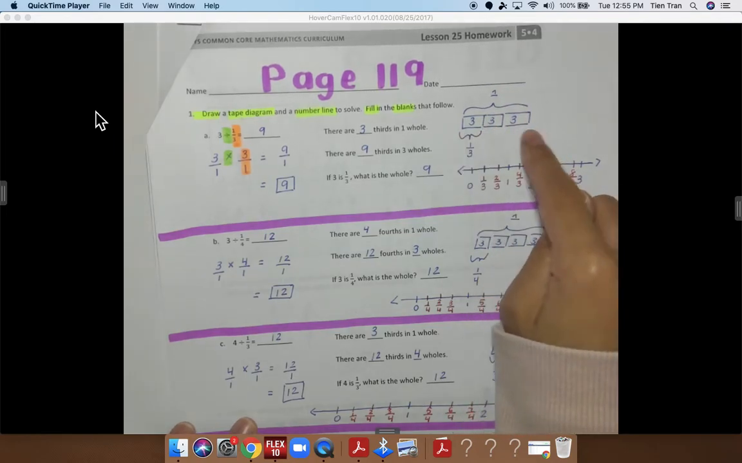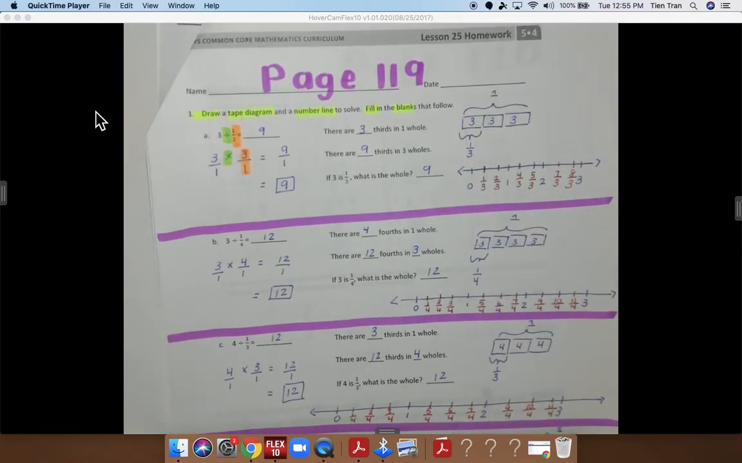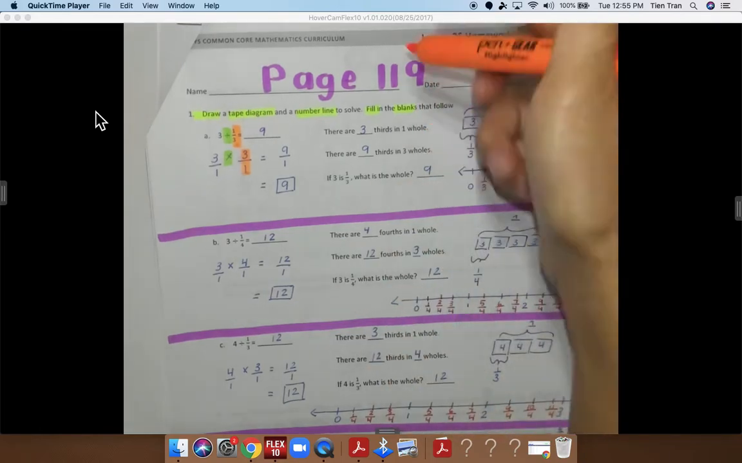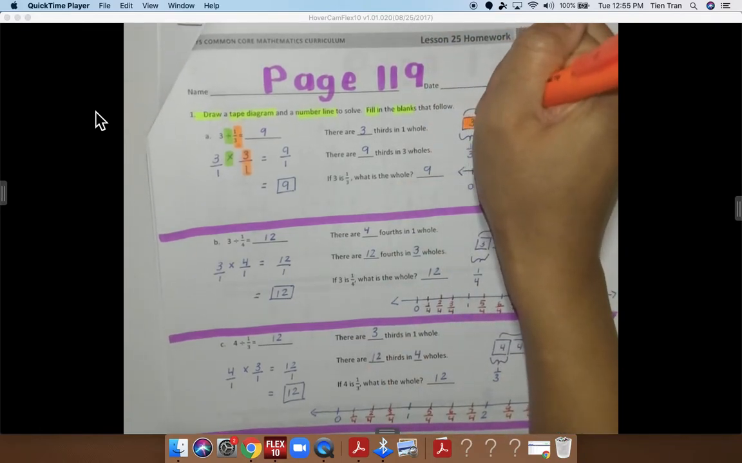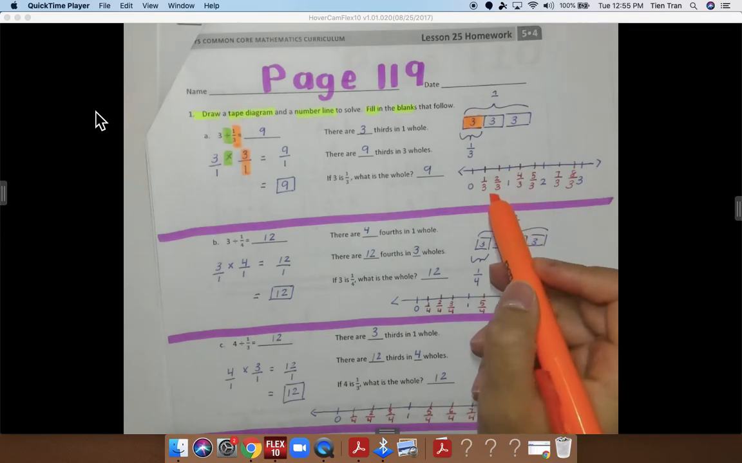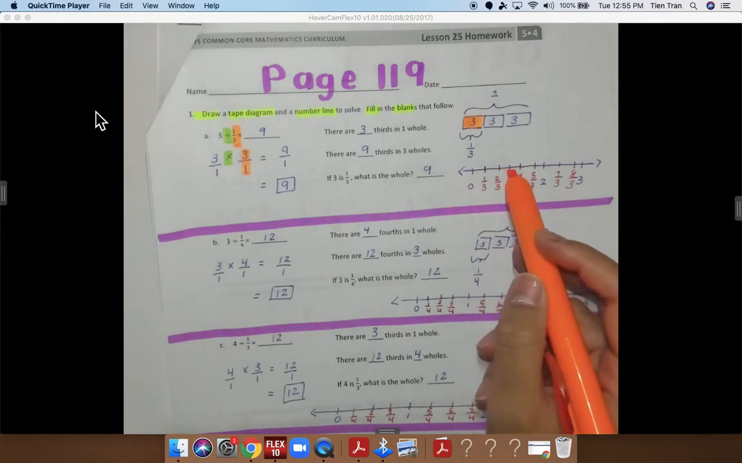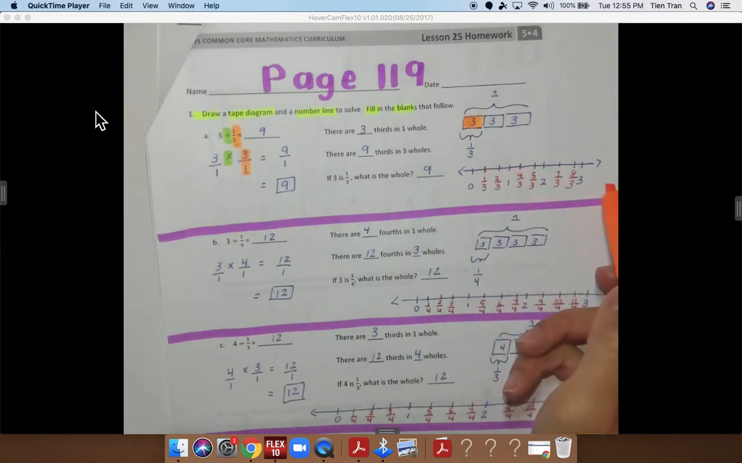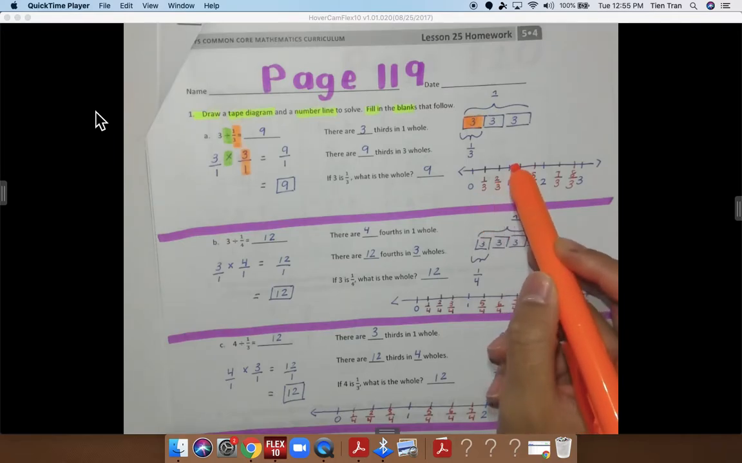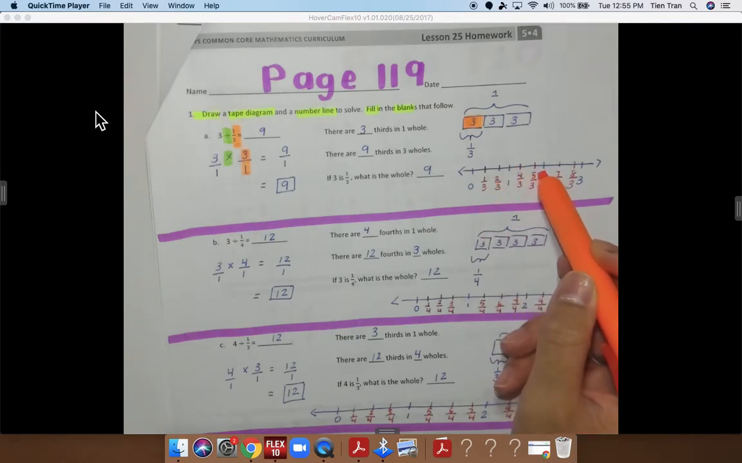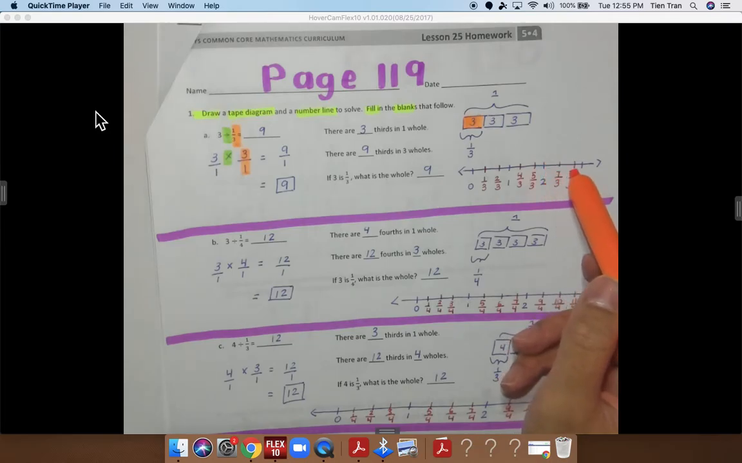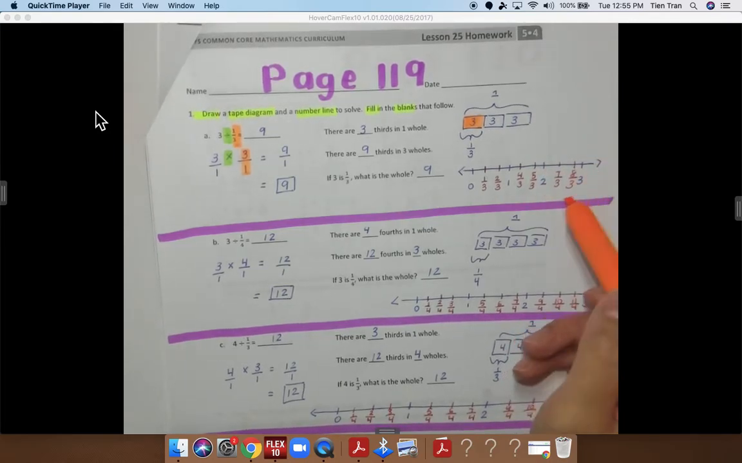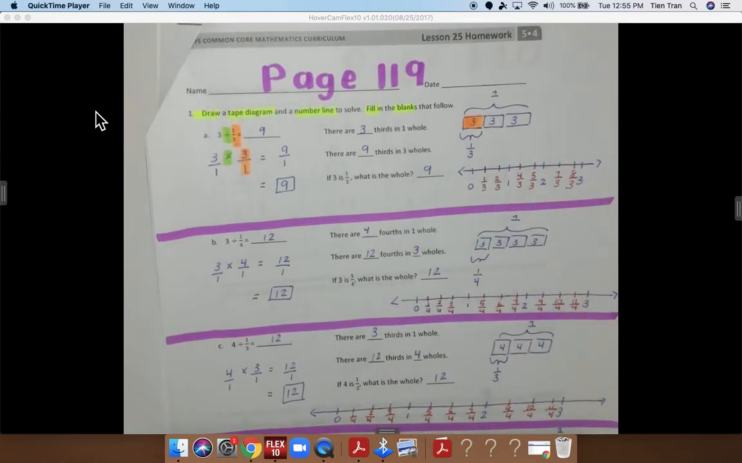Notice that the tape diagram is taking 1/3. So I'm going to highlight that for you to see. 1/3 of 1. And over here, you notice that the number line is being split into thirds as well. You see 1/3, 2/3, this one is 3/3, 4/3, 5/3, 6/3, 7/3, 8/3, 9/3. So that's how it would look on a number line if you were to represent it that way.